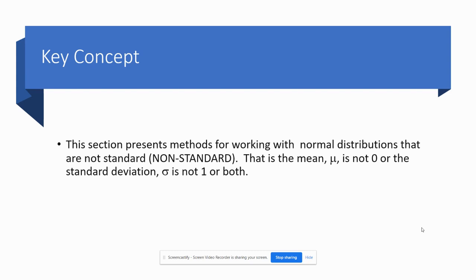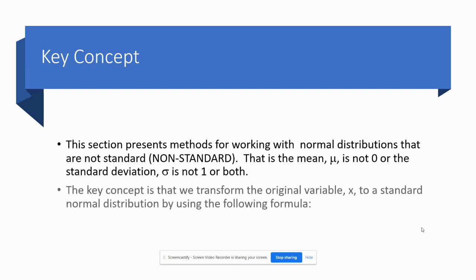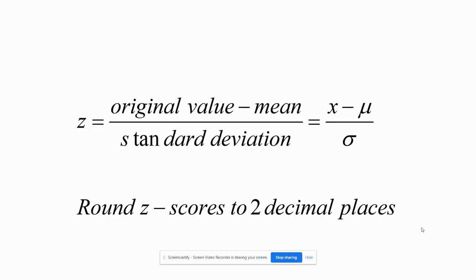This section presents methods of working with normal distributions that are not standard. So what does that mean? The mean is not 0 or the standard deviation is not 1, or both. The key concept is that we're going to transform the original value x to a standard normal distribution by using the following formula. Okay, so what does this mean?